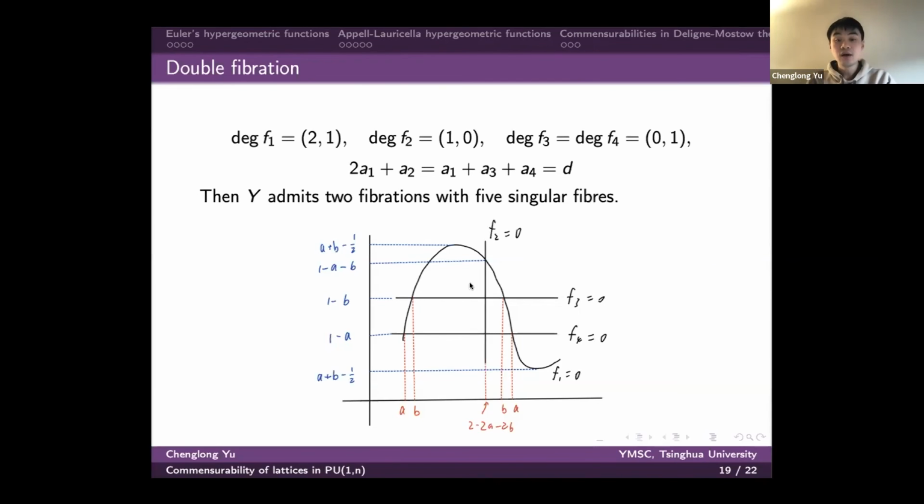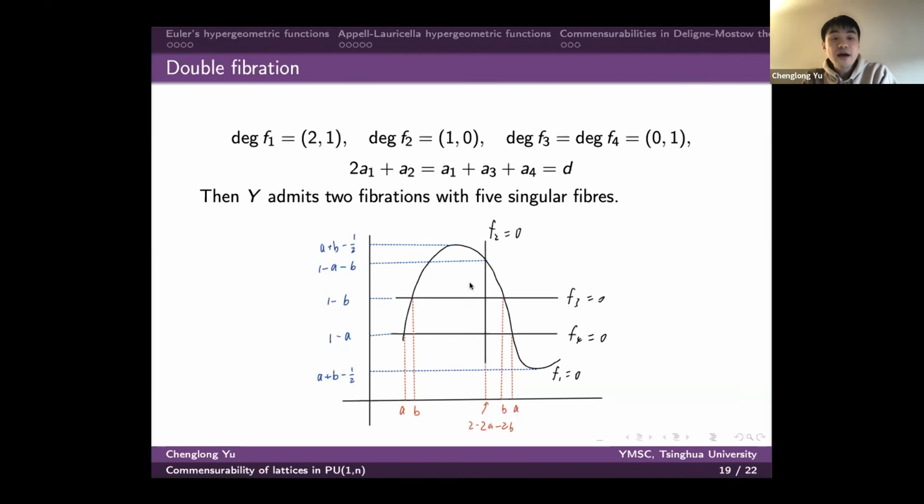So in the picture, I illustrate all the curves defined by these F_i. F1 has degree (2, 1), so it will be this curve, actually of genus 1. All the 4 curves have genus 1, and the other 3 curves are just vertical P1s or horizontal P1s.